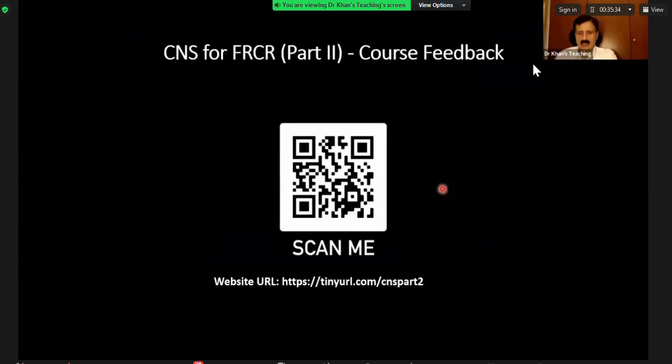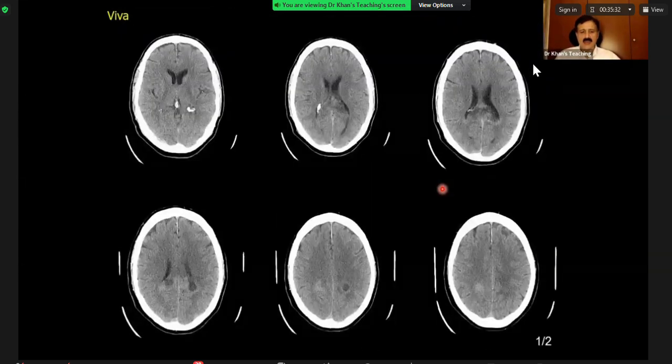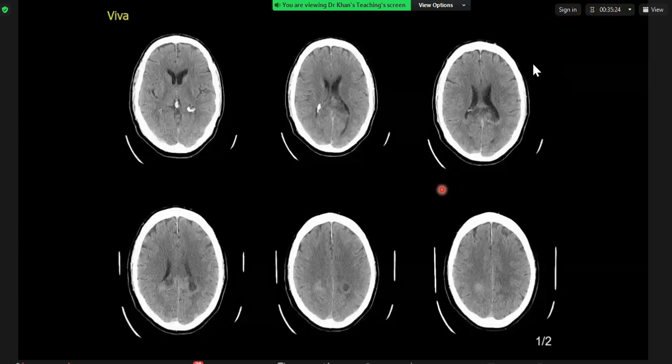So, over to you, what's happening? Okay, so these are multiple axial slices of a non-contrast CT scan. In the lower row, and on the second and third images on the top row as well, there appears to be low attenuation within the splenium of the corpus callosum. And I think that extends to the lower slices as well.